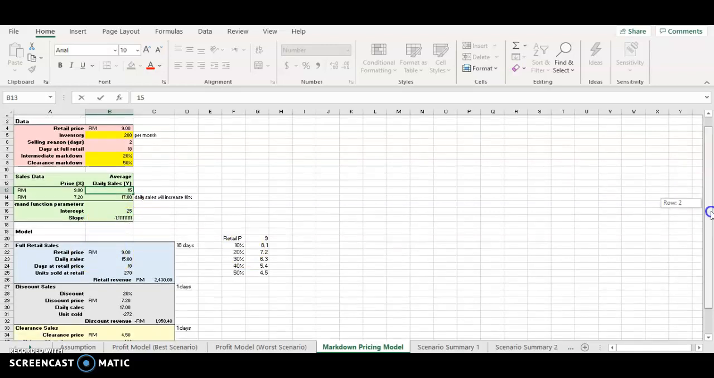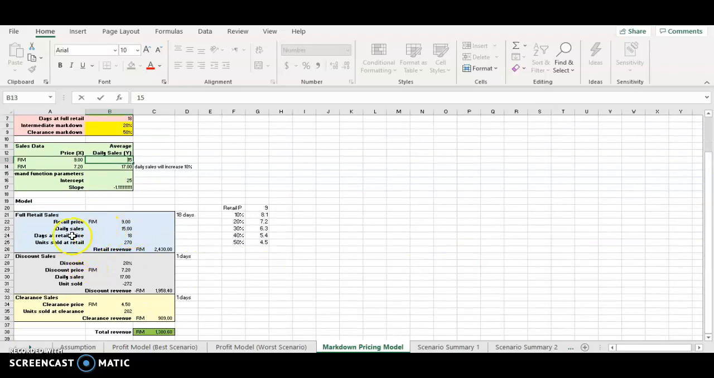For the model, for retail sales, I just key in all the information: retail price, sales, daily sales, 15 ringgit I generate from here. The days at retail price is 18 days. Units sold at retail is 270, where daily sales times the days at retail price, then I get 270 units. For the retail revenue, retail price times the units sold at retail.